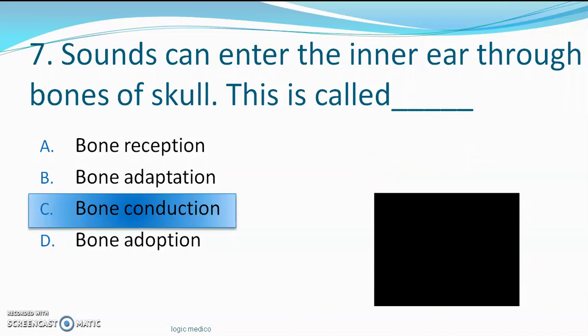So basically we hear through two ears, right and left ear. Each ear has the ability to hear through air as well as through bone. Air conduction is slightly better than bone conduction, but we can also hear through our bone. So that is called bone conduction.